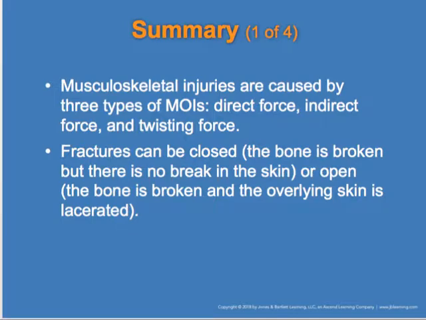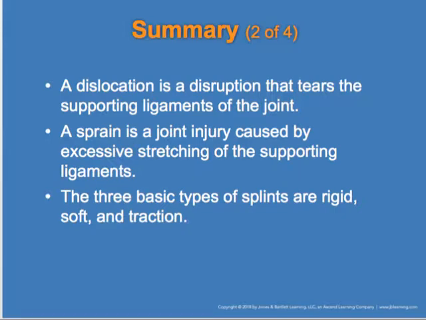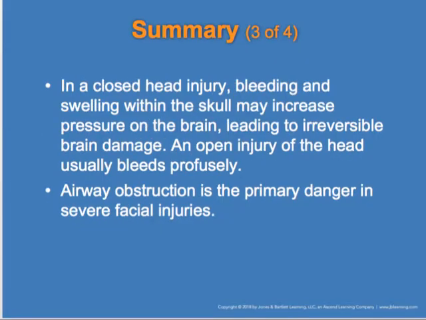Summary. Musculoskeletal injuries are caused by 3 types of mechanism: direct, indirect, and twisting. Fractures can be closed, with the bone broken but no break in the skin, or open, when the bone is broken and overlying skin is lacerated. A dislocation is a disruption that tears the supporting ligament of the joint. A sprain is a joint injury caused by excessive stretching of the supporting ligaments. There's a couple of different basic types of splints that can be helpful for this: things like rigid, soft, and traction splints.